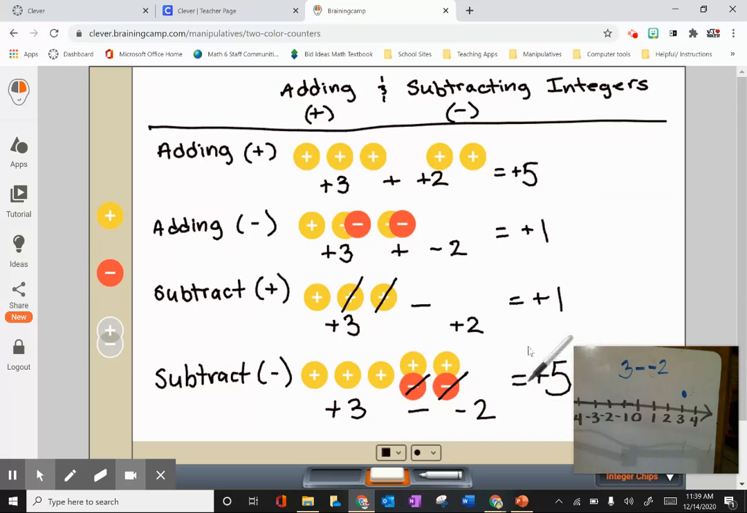Which, if you notice, is the same answer we got when we just added a positive. So somehow subtracting a negative number and adding a positive number both create a larger number. They increase. They move to the right on the number line. So subtracting a negative is the same thing as adding a positive, which brings us 2 to the right.